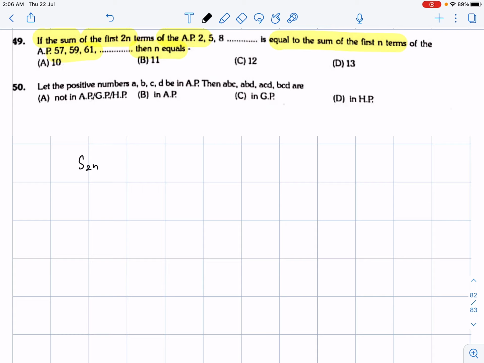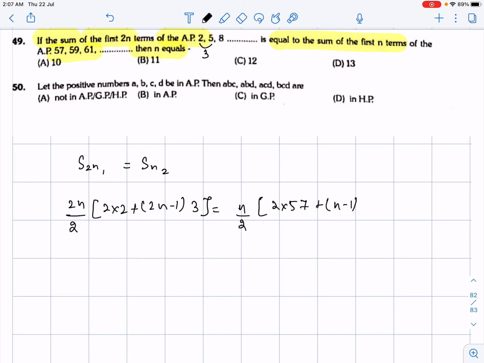As S2n of arithmetic progression 1 is equal to Sn of arithmetic progression 2, we would have to write 2n by 2 times (2a, means 2 times 2, plus (2n minus 1) times d). What do we know over here? 3 is equal to n by 2 times (2a, means 2 times 57, plus (n minus 1) times d). What do we know over here? 59 minus 57, that is my d, plus 2 only.